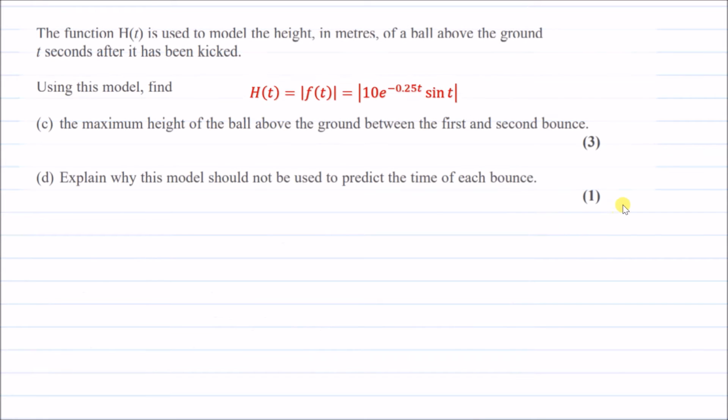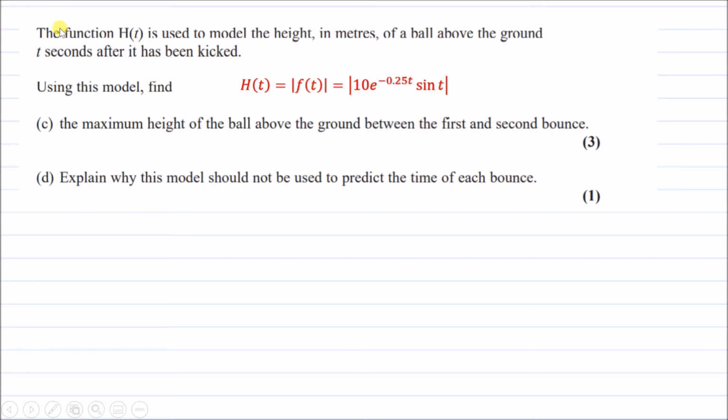Now, let's move on to part C and D, yeah? So, function h(t) is used to model the height in meters of a ball above the ground t seconds after it has been kicked. Okay, so literally how high the ball goes, yeah? Using this model, find the maximum height of the ball above the ground between the first and second bounce. Okay, to find the maximum or minimum of any single thing, you always got to use differentiation, yeah?